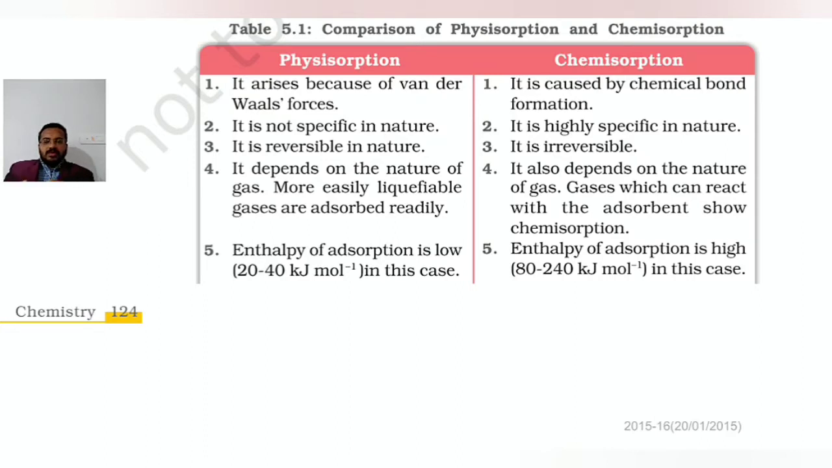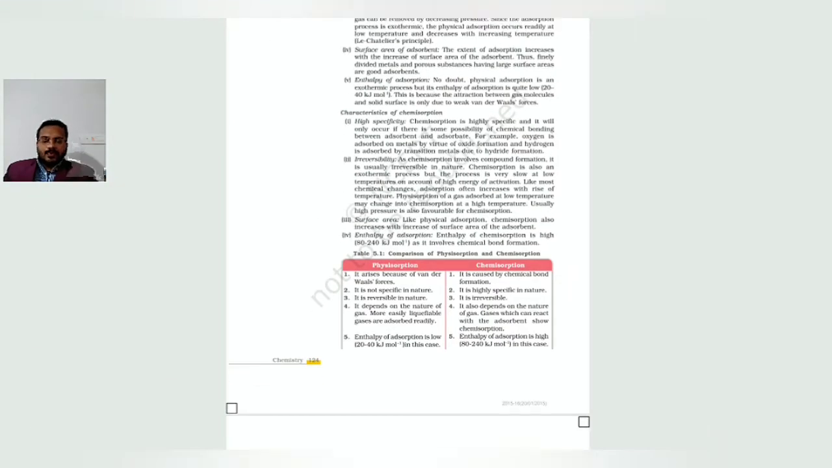Fifth point is the enthalpy of adsorption. In physisorption, the enthalpy of adsorption is low. It is almost 20 to 40 kilojoules. The energy involved in physisorption is less. But on the other hand, in chemisorption, the enthalpy of adsorption is high. The energy involved is 80 to 240 kilojoules per mole. That is a high value compared to physisorption. So in physisorption, the enthalpy of adsorption is less, but in chemisorption, the enthalpy of adsorption is more. That was the fifth point.